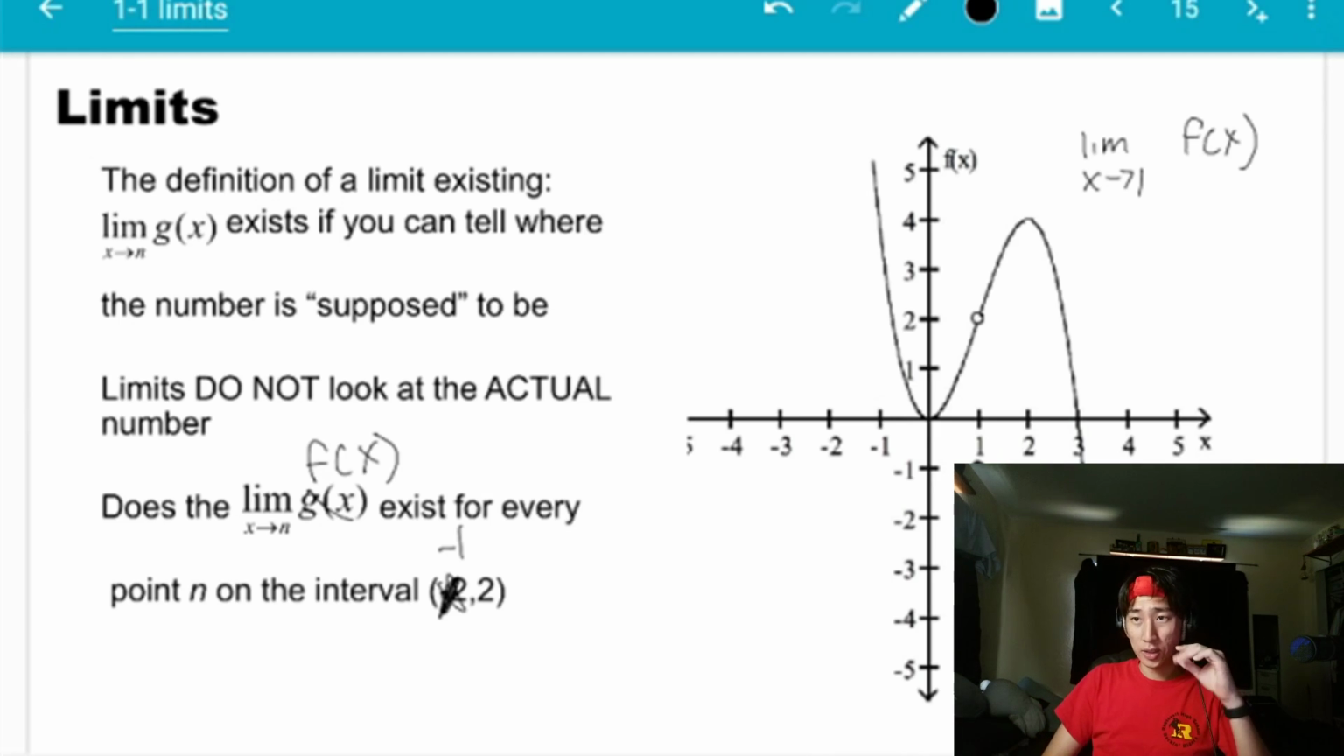Okay, so two questions that I want you to do. Again, go back into your groups, see if you can figure it out. This is my last slide, then we're done for the day. All I want you to figure out is, number one, what is the limit as x approaches 1 of f of x on this graph? Secondly, does the limit exist for every point on the interval -1 to 2? Okay, good luck. Figure it out.